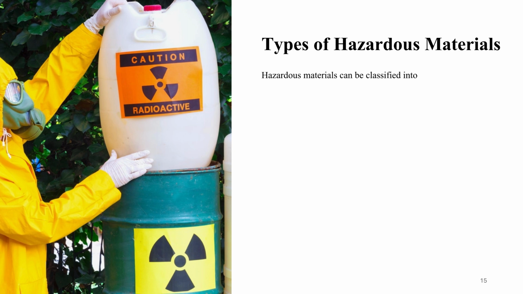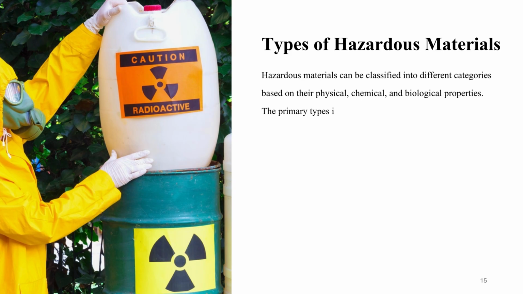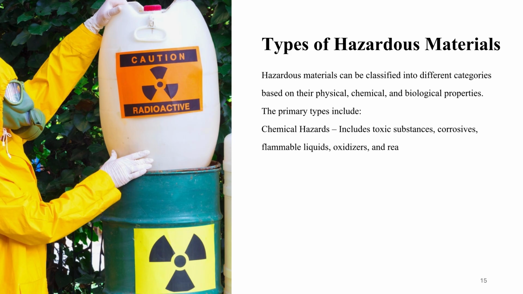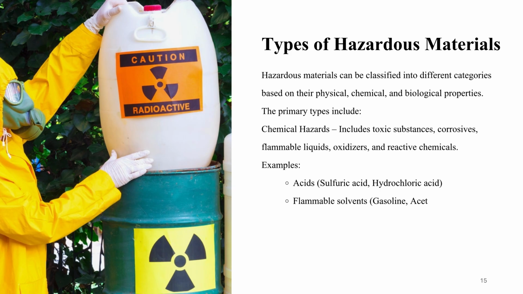Types of hazardous materials. Hazardous materials can be classified into different categories based on their physical, chemical, and biological properties. The primary types include chemical hazards, which include toxic substances, corrosives, flammable liquids, oxidizers, and reactive chemicals. Examples: acids, sulfuric acid, hydrochloric acid, flammable solvents, gasoline, acetone, oxidizers, hydrogen peroxide, ammonium nitrate.